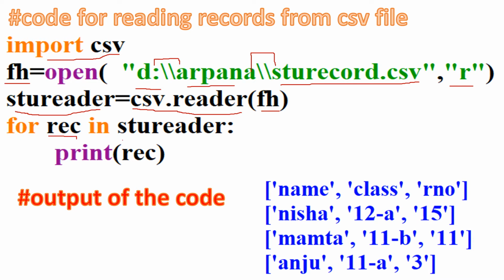So stureader will be accessed one by one. All the details will be accessed one by one, and print rec will display the record that is accessed by this for loop one by one. So these were the details stored. They will be accessed like this and displayed because of this for loop.